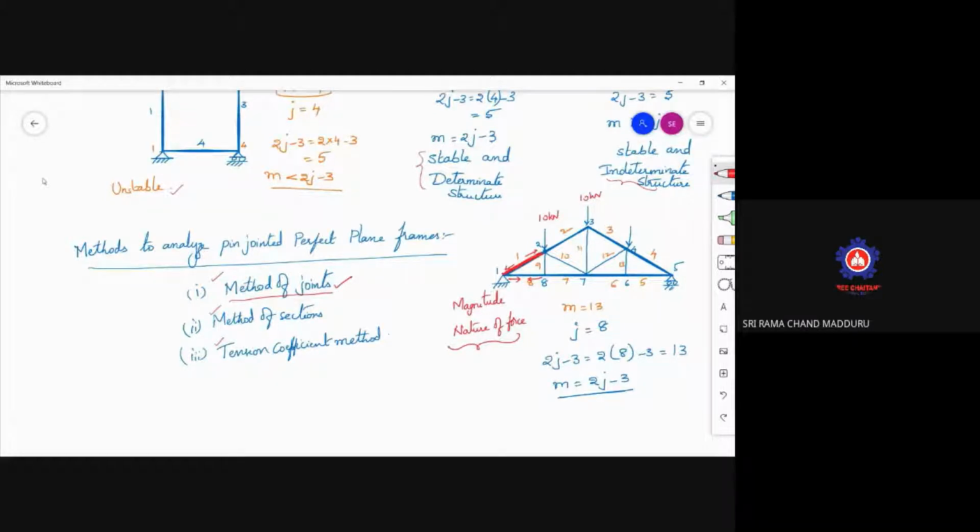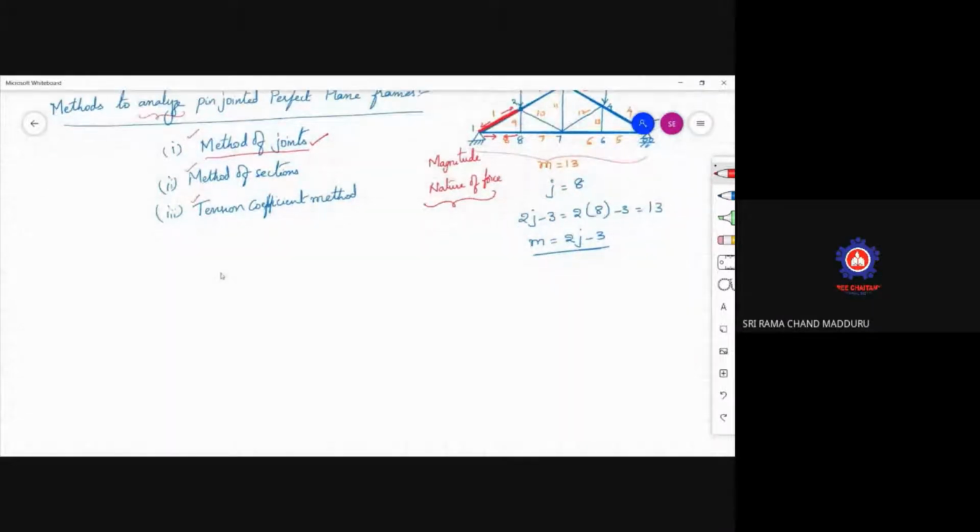So what is meant by analysis? Here, analysis is nothing but calculating the force in the member as well as the nature of the force. For example, see this truss that is given to you. This is called a frame or a truss. You can observe where you will see these types of trusses.